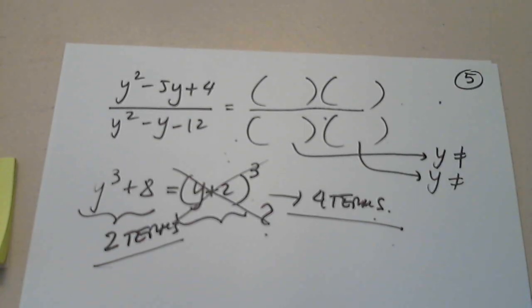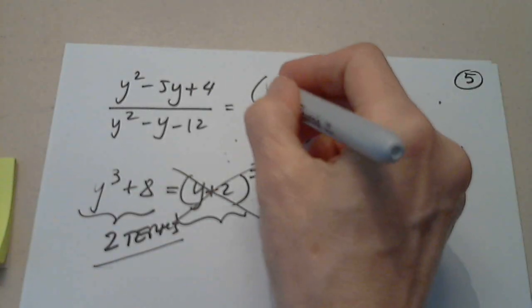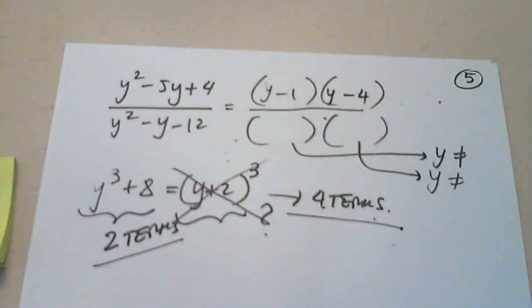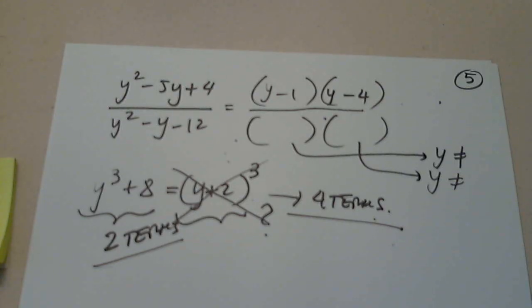Good. So how do you factor the top? Minus 4 plus 1. Y minus 1, y minus 4. And how do we factor the denominator?